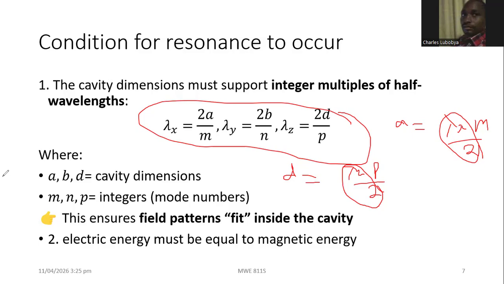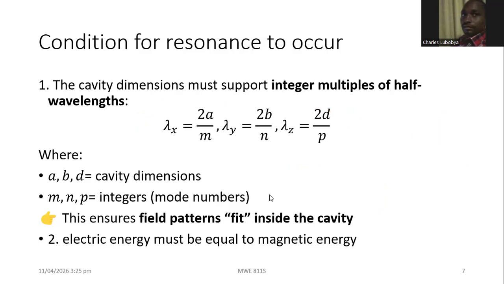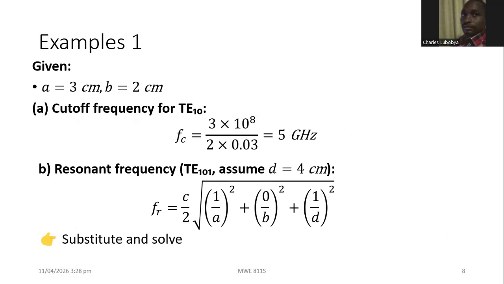Next, I want us to look at an example where we can calculate the cutoff frequency given the dominant mode and the resonant frequency given the values of P and D. So in this example, we are given a rectangular waveguide that has dimensions: the width A equals 3 centimeter, the height B equals 2 centimeter. And from these two, we can calculate the cutoff frequency, which would give us 5 gigahertz.